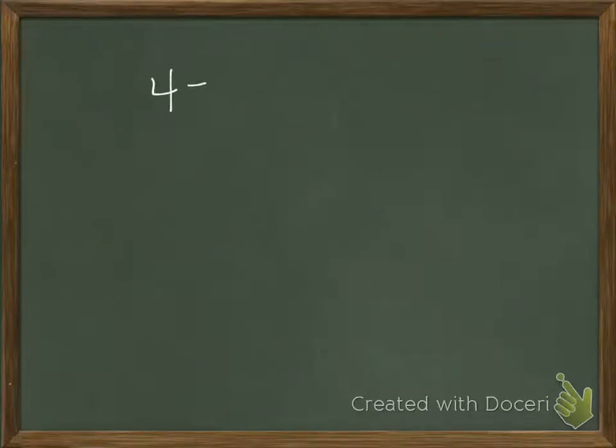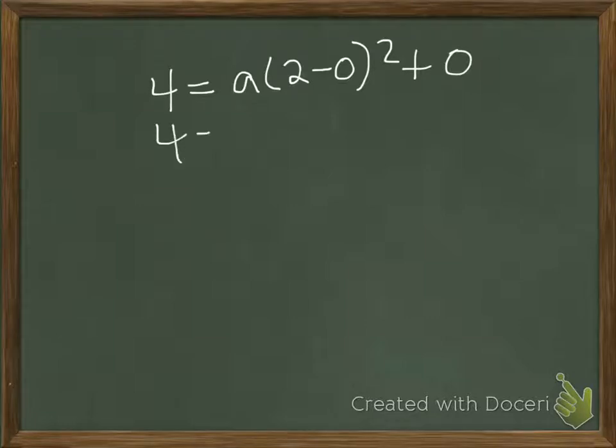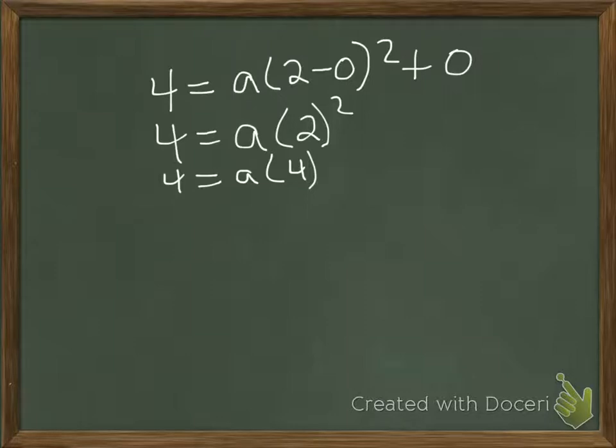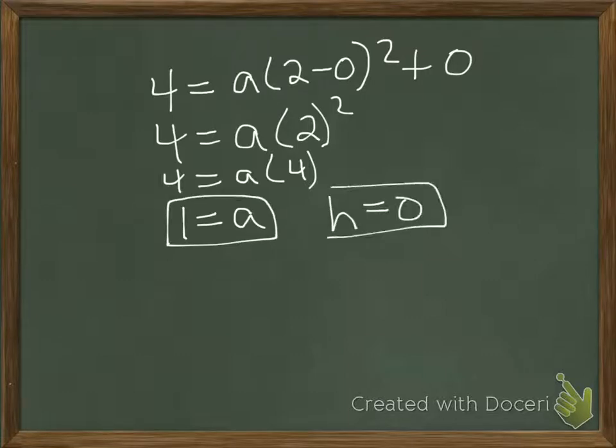So 4 equals a times (2 minus 0) squared plus 0. So 4 equals a times 2 squared. So 4 equals a times 4. So divide both sides by 4 and I get 1. My a is 1.